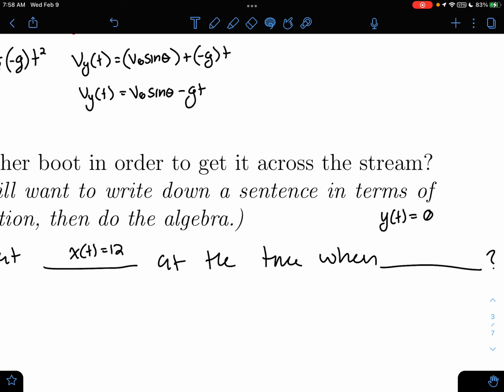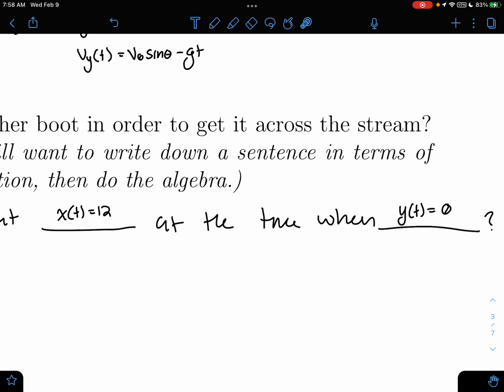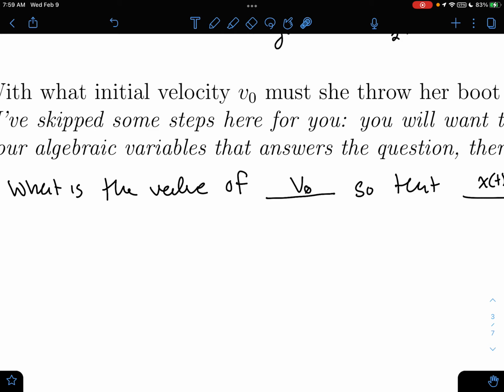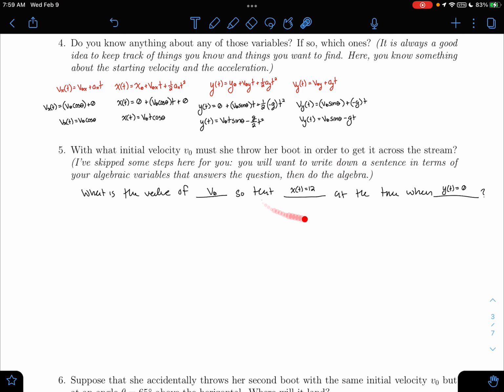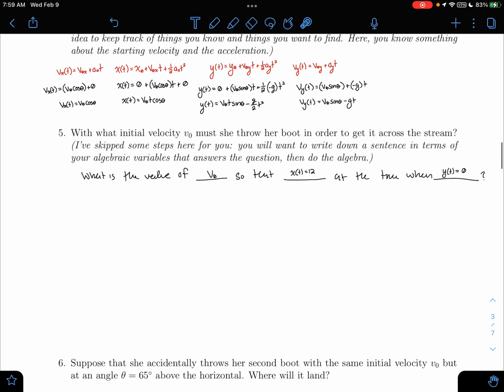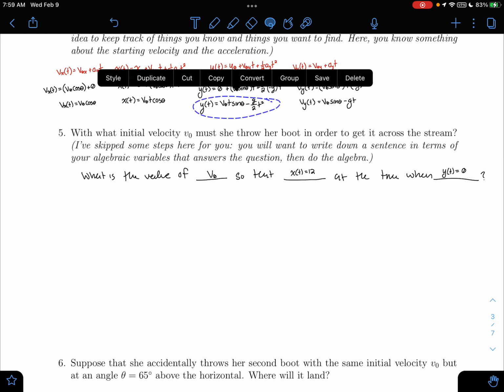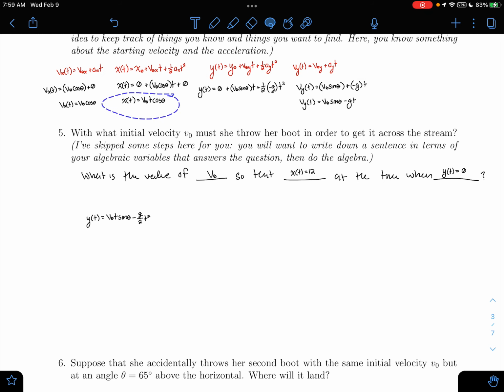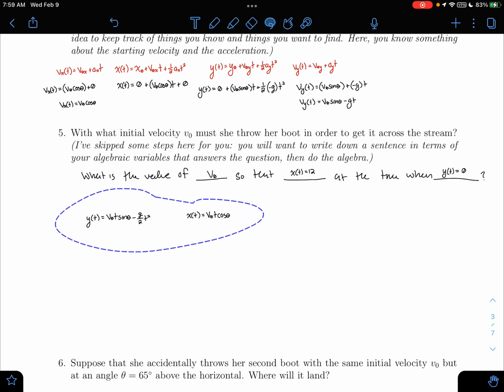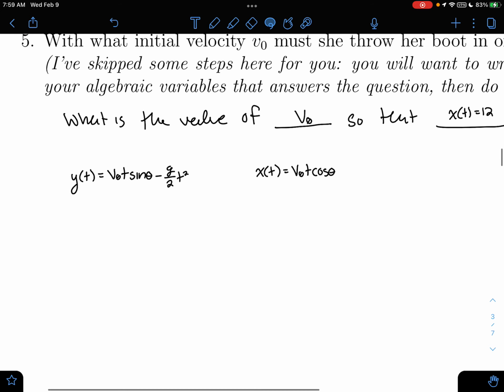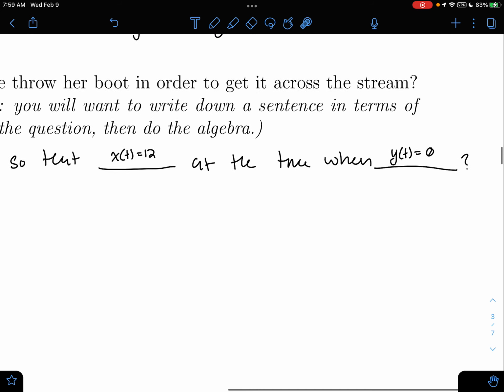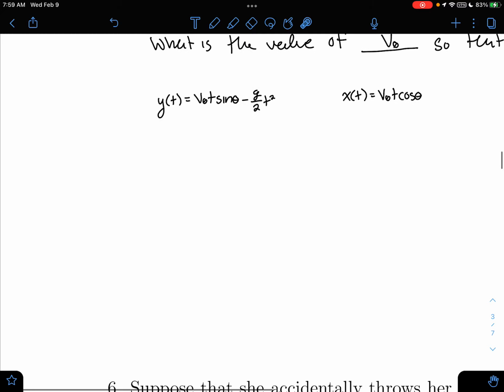It doesn't really matter. All we really need to know is that these are going to be happening at the same time. y of t equals 0 at the time when x of t equals 12, and this is going to be an initial condition that gives us these final conditions. So now we use our equations. I'm just going to pull these down. We have our initial equations. And now let's solve for the time when y equals 0.